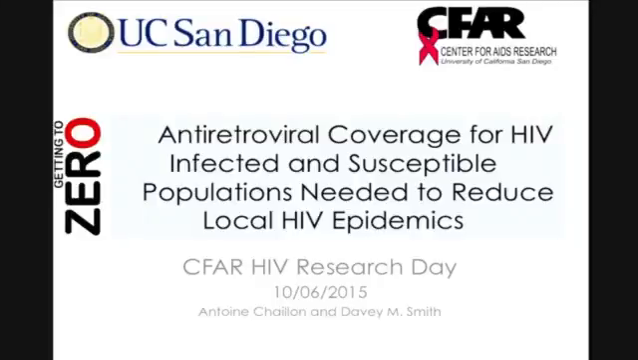diseases, and in the Department of Medicine. He's a researcher with a broad background in translational research, including expertise and experience in molecular virology, bioinformatics, immunology, and viral evolution. He's going to talk about antiretroviral coverage for HIV-infected and susceptible populations that are needed to reduce local HIV epidemics. So his work is actually going to be focused on San Diego.